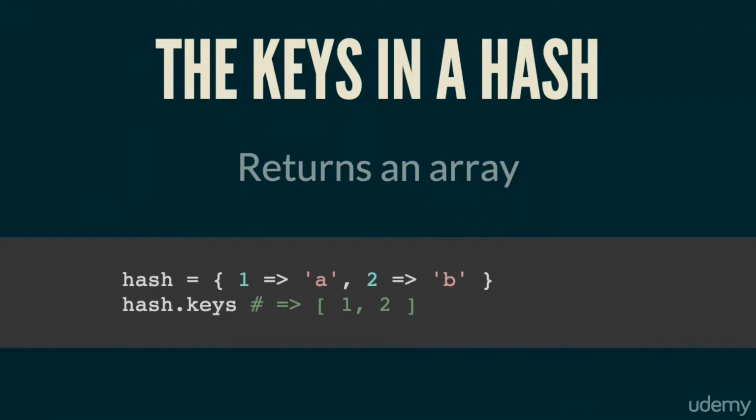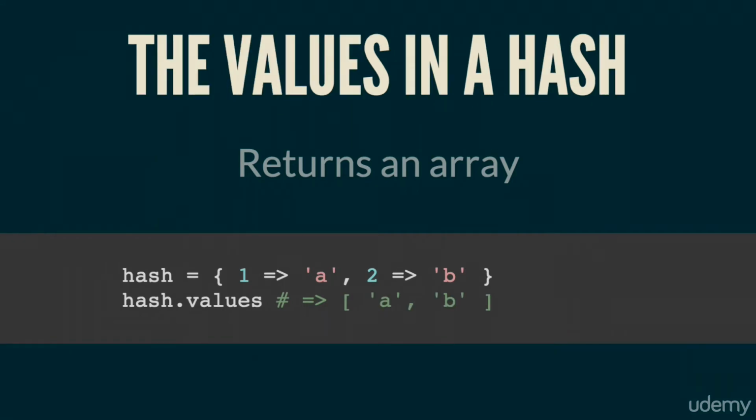Hopefully by now you have a little bit of an idea of how hashes work and how valuable they can be. Let's take a look at some of the features of hash. We can access the keys in a hash as an array by calling .keys. We can also access the values in the same way by calling .values.